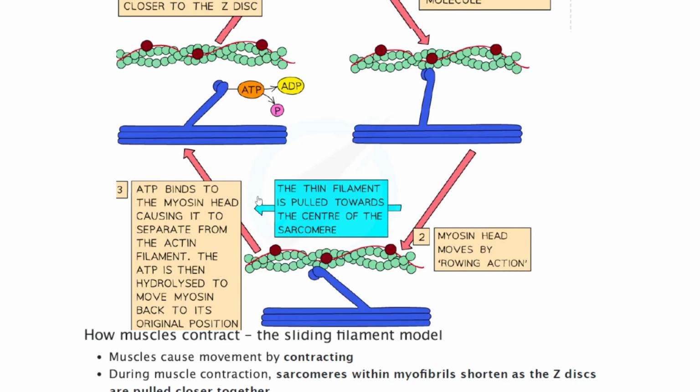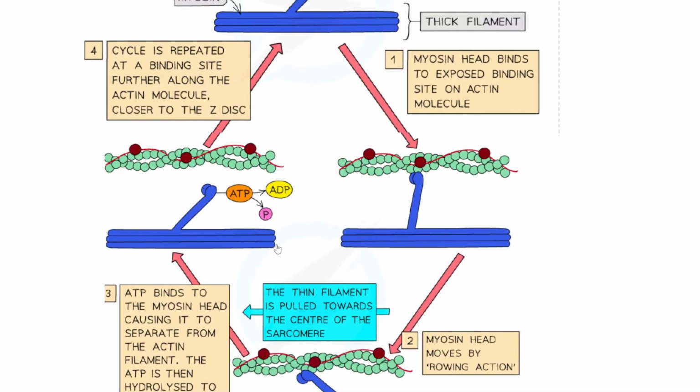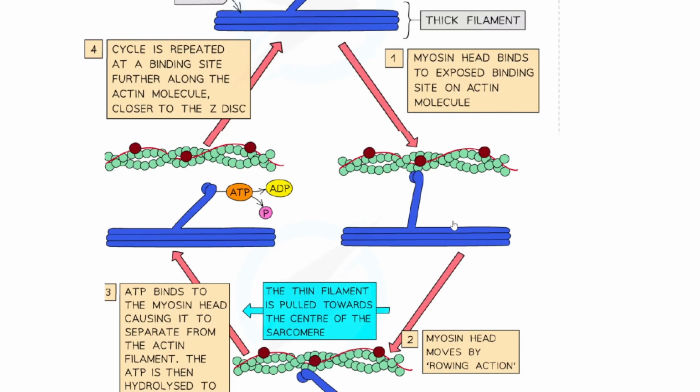So, when this happens, the ATP attaches to the myosin head, therefore causing the myosin head to detach from the actin filament. And how does it detach? When the ATP hydrolyzes, it releases energy. This release of energy causes the myosin head to leave its position and go back to its original position. When it goes back to its original position, the cycle continues until the process is done.